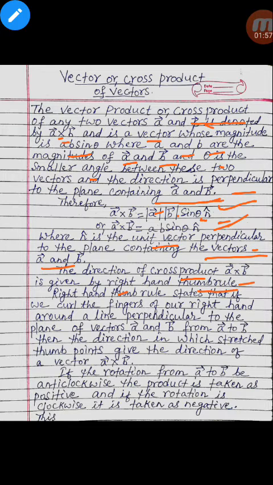Right hand thumb rule states that if we curl the fingers of our right hand around a line perpendicular to the plane of vectors A and B from A to B, then the direction in which the stretched thumb points gives the direction of vector A cross B. If the rotation from A to B is anti-clockwise, the product is taken as positive, and if the rotation is clockwise, then it is taken as negative.